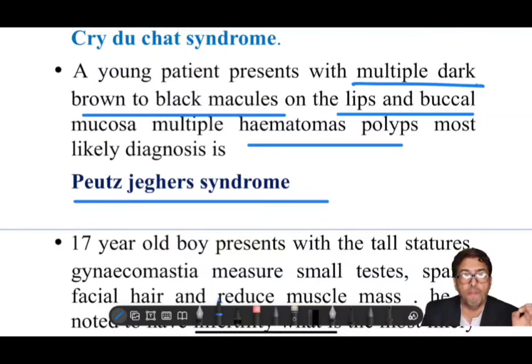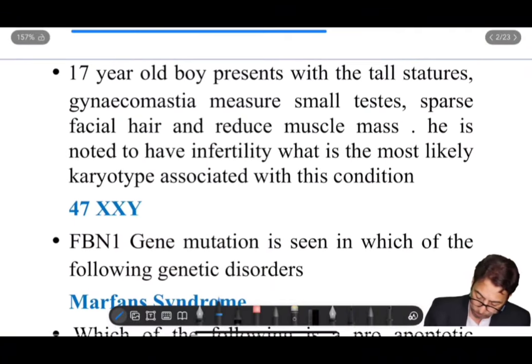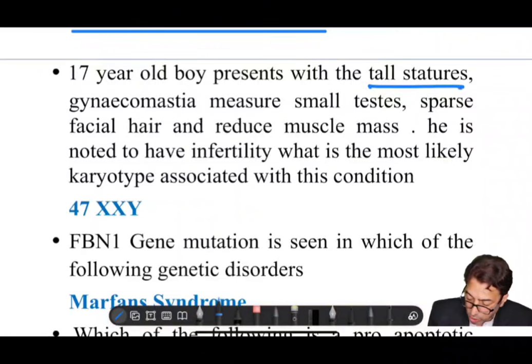So this is a very favorite question, repeated hundreds and hundreds of times in NEET PG, FMGE as well as INICET. Here we're talking about FMGE examinations, and it has been asked recently and repeated. So remember this topic. Now, a 17-year-old boy presents with tall stature.